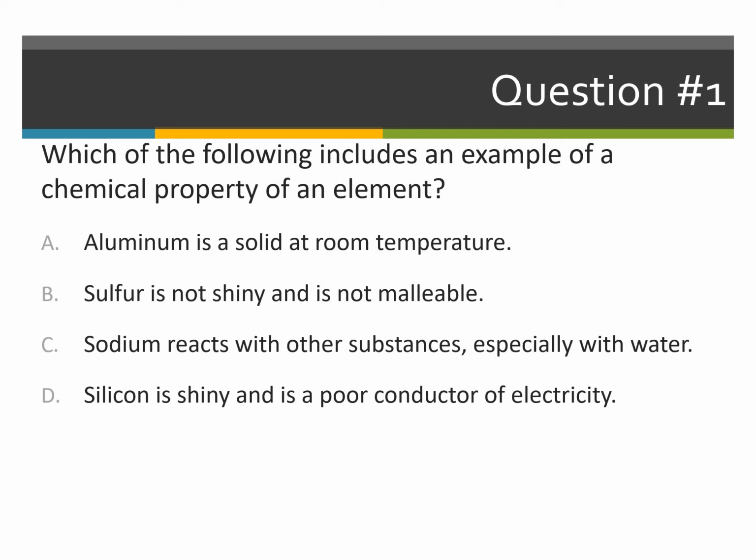So far A and B have given us pure physical properties. Sodium reacts with other substances, especially with water. Anytime you see the word reacts, that's going to be a chemical property. Remember, chemical properties are based on reactivity. How a substance reacts with one another. And you always create a new substance. Silicon is shiny and is a poor conductor of electricity. For D, it's telling me it's shiny. That means I could observe it. That's a physical property. And it says it's a poor conductor of electricity. The conductivity of something is also a physical property. So the only one that talks about a chemical property is letter C.